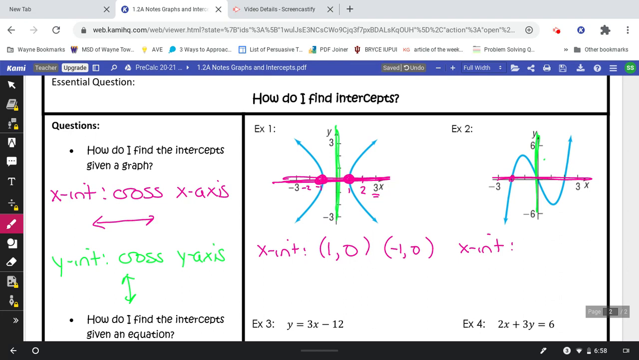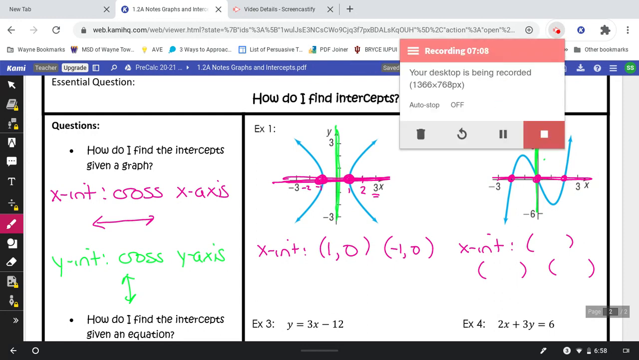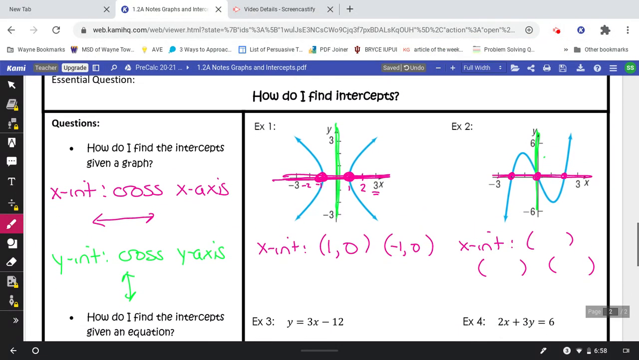Our x-intercepts over here, 1, 2, and 3 of them. See if you can name all 3 of those points, please. All right, you should have named negative 2, 0, 0, 0, and positive 2, 0.